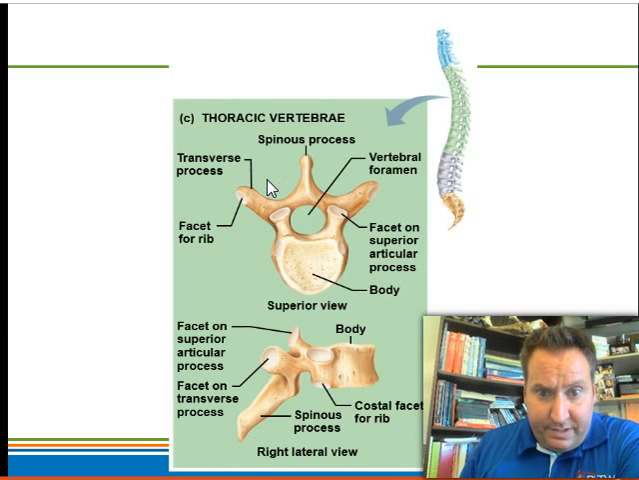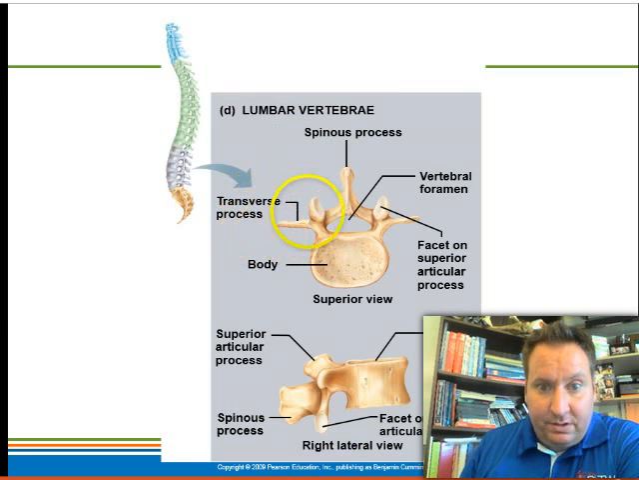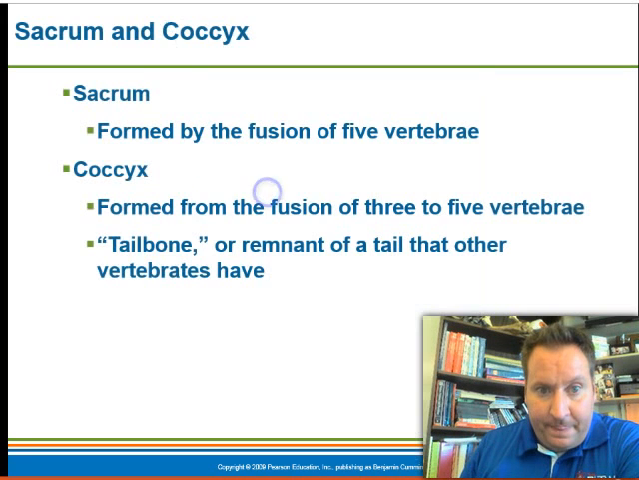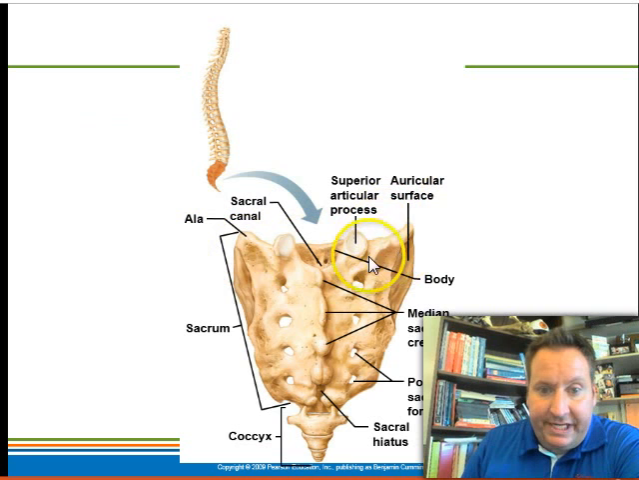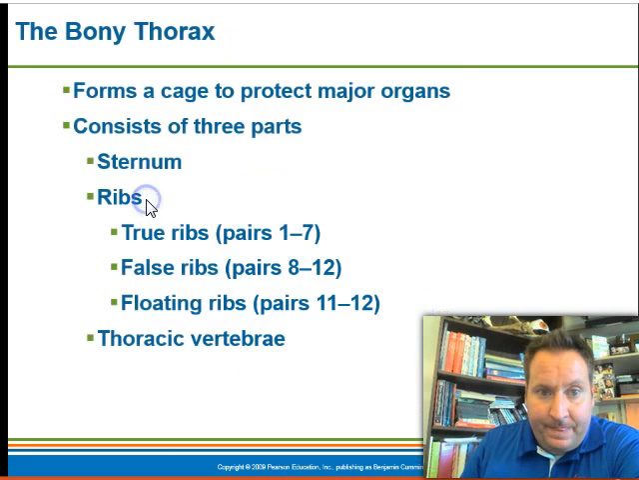There's your thoracic vertebrae, and then there's your lumbar vertebrae. We talked about the sacrum and the coccyx. The sacrum is formed by the fusion of 5 vertebrae. The coccyx is formed from the fusion of 3 to 5 vertebrae. It's also called your tailbone. So this is your sacrum, and then you have your coccyx beneath there.